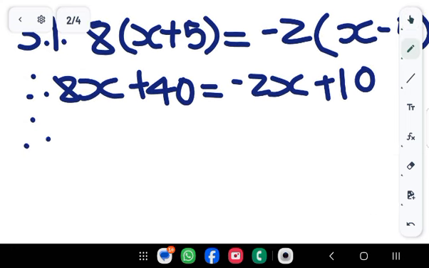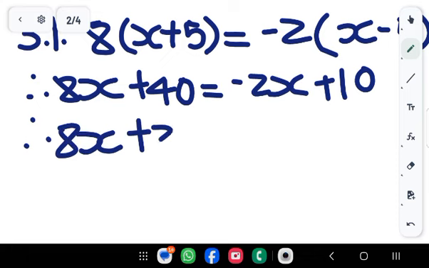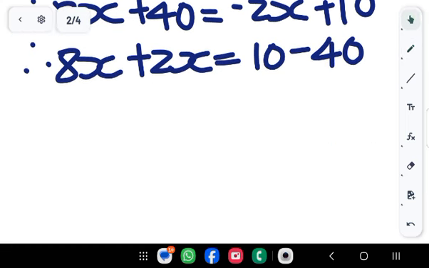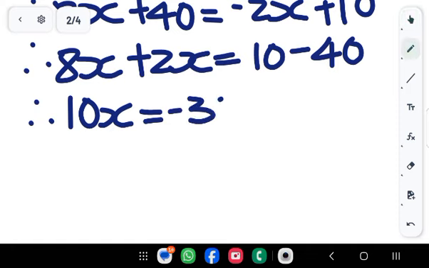Now you take all the x's to the left hand side and take all the numbers to the right hand side. It makes calculations easier that way. So that is 8 plus 2. 8 x's plus 2 x's will be 10 x's. So that is 10x equals 10 minus 40, that is negative 30.